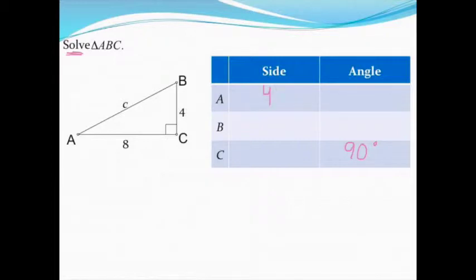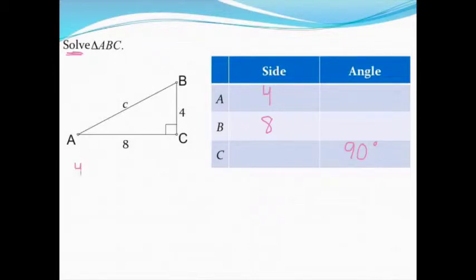Side A would be 4. Side A is across from angle A, if you care about that. And then side B is going to be 8. So slightly different setup this time. I know 2 sides, but only 1 angle. So since I know 2 sides, I might as well find the third side. We can use Pythagorean Theorem.